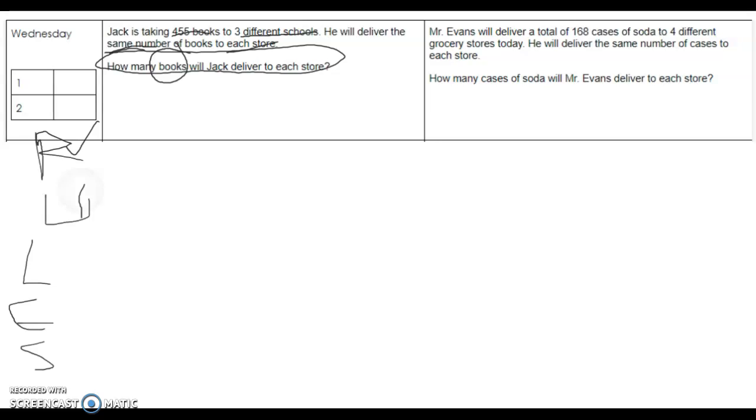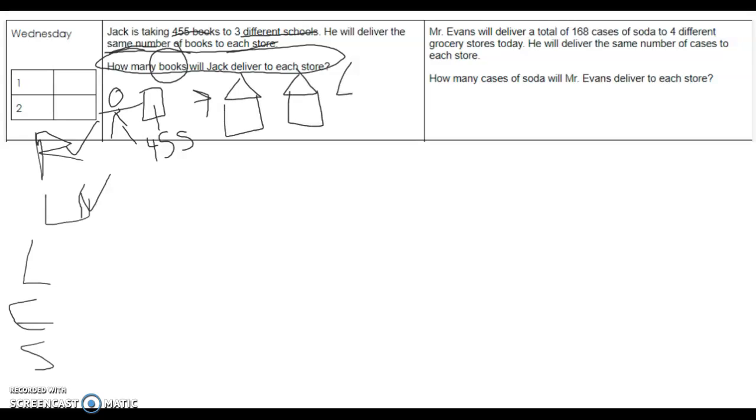So I'm going to go ahead and draw my picture. So I got Jack here. There we go. He's got his box of books. And in there we have 455. He is taking them to 3 schools. So he's going to take some books and give it to this school, some other books to give to this school, and some of those books to give to this school. So he's going to take those books to those 3 schools.